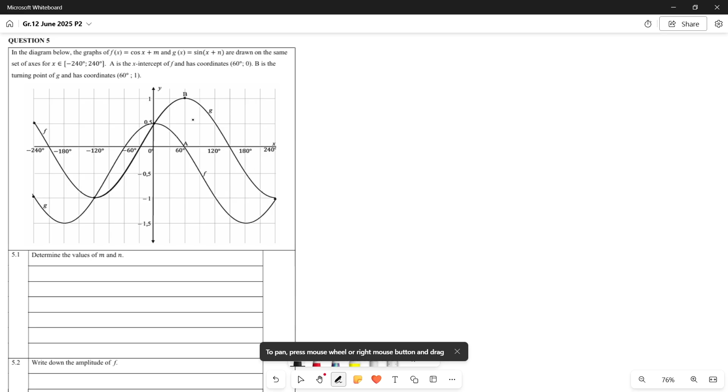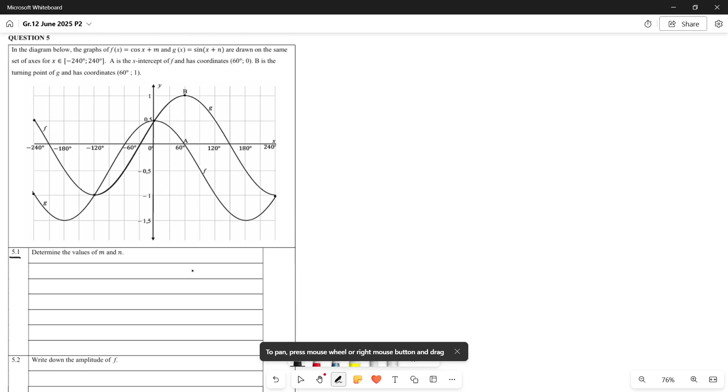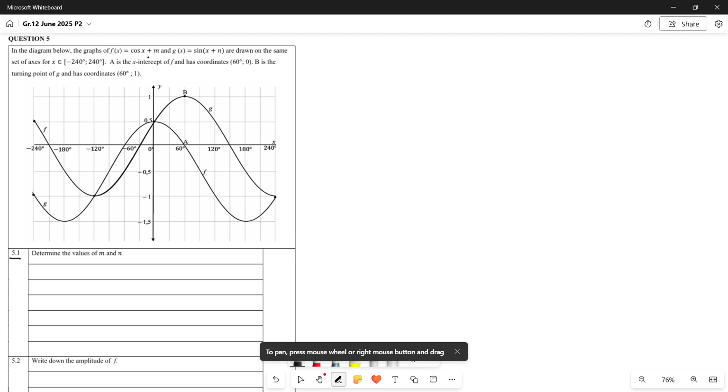So we have our g graph here. Our g graph is a sine graph and our f graph here is a cos graph. So A is the x-intercept of f and has coordinates of (60; 0). B is the turning point of g up here and has coordinates of (60; 1). So question 5.1, determine the values of m and n. This is a 2-mark question, which means we can just interpret our m and our n over here.